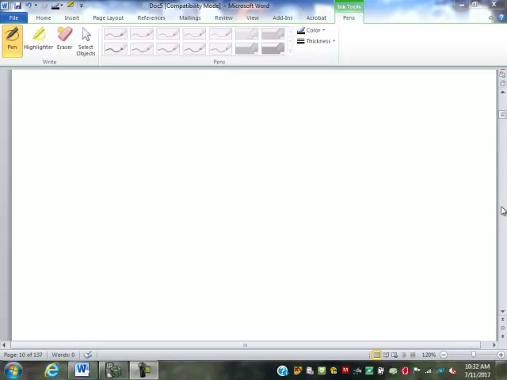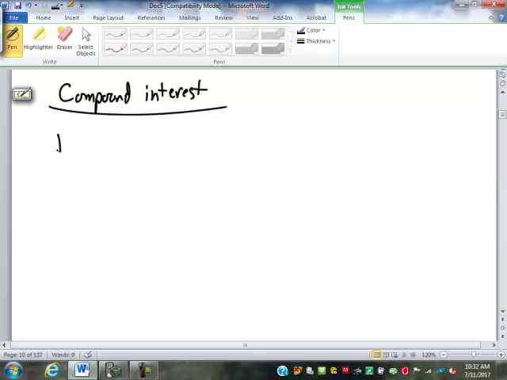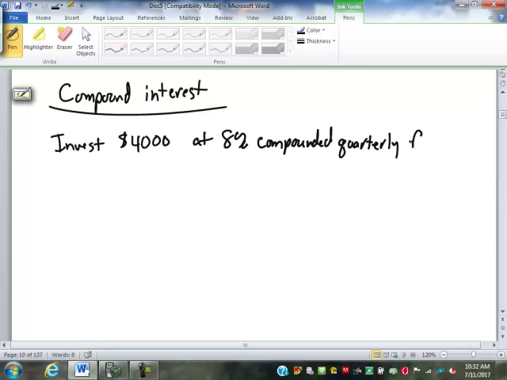Okay, so I wanted to talk a little bit about compound interest. Now we're going to go back to that example where you invest $8,000. No, I said $4,000, didn't I? Sorry, $4,000 at 8%, but instead of simple interest, now it's 8% compounded quarterly for 3 years.